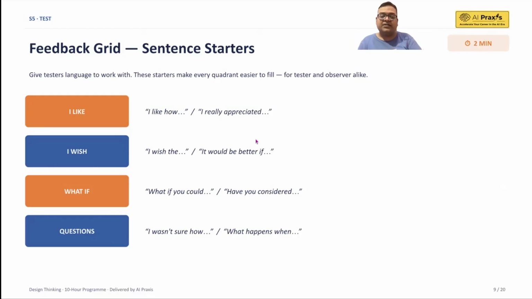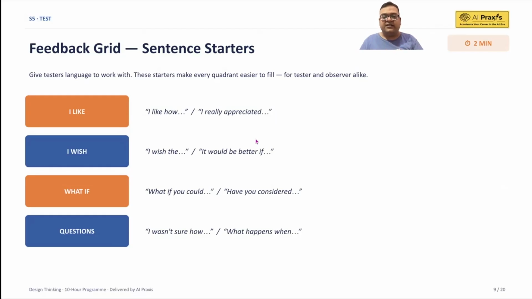Then comes the questions. Finally, encourage users to ask questions naturally. For example, "What happens if I lose my internet connection?" "Who can see my data?" "Can I change this later?" Questions are extremely valuable because they reveal uncertainty. Whenever multiple users ask the same question, it is often a sign that the interface isn't communicating clearly.